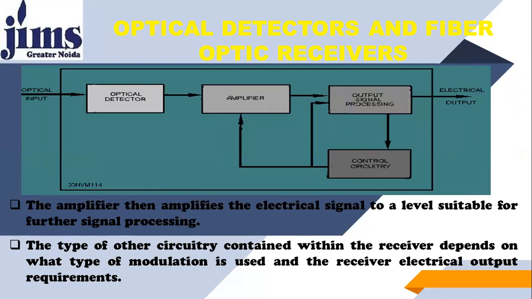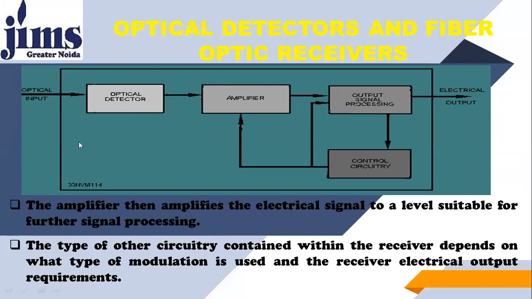So this is basically the diagram. You have optical input, coming from the optical fiber. This is the optical detector, where the conversion takes place. Here is the light, and here is the weak current. It needs amplification. So this is a strong current, strong voltage, strong signal, and this is the processing unit, and this is your final electrical output.